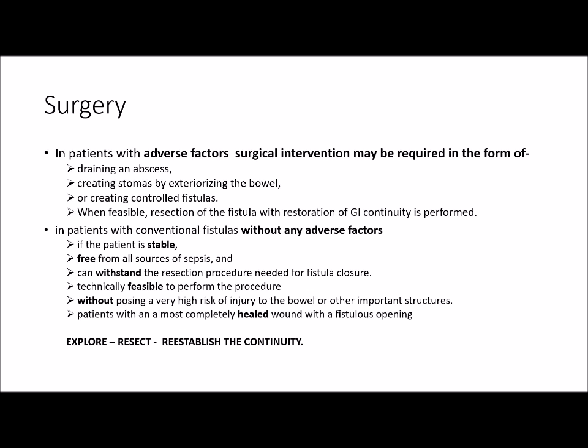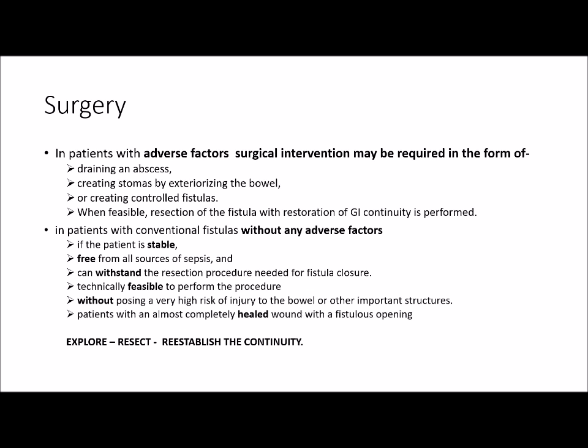Why? There are basically adverse factors working in that patient, and they have to be identified. If there is an abscess, it has to be drained. You will have to create a stoma by exteriorizing a bowel. This patient had, let's say, a jejunal leak. You had repaired the jejunum, and now what's happened? It has leaked inside. What do you do?